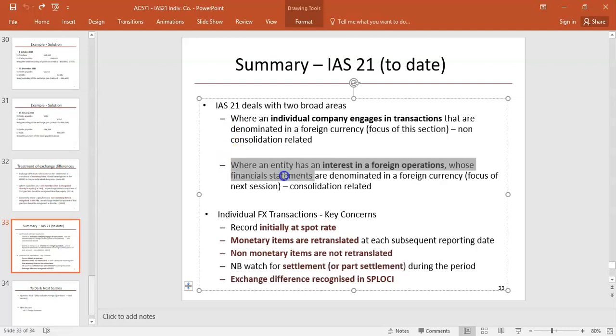The second part, which is a bit more complex in IAS 21, is where you have an interest in a foreign operation. In particular, we're looking at foreign subsidiaries and how you retranslate them to do a euro set of group accounts. We'll do a separate recording on that and practice questions as well.